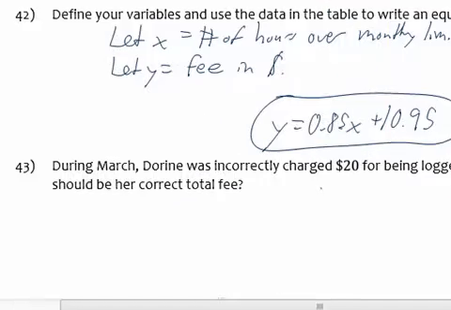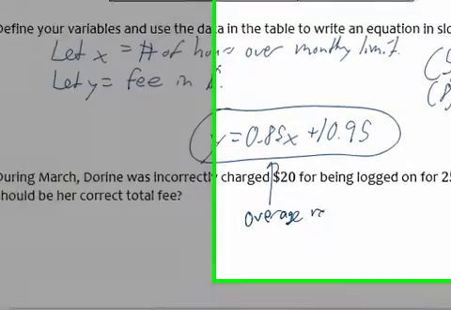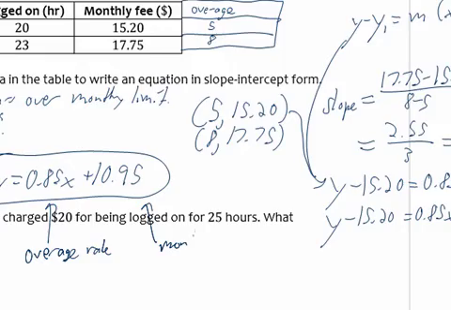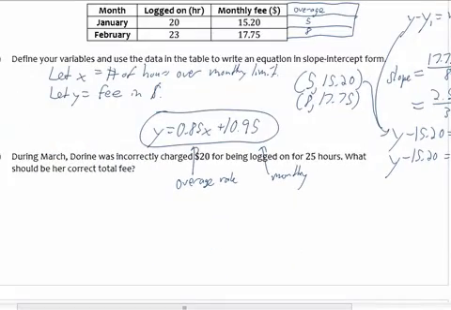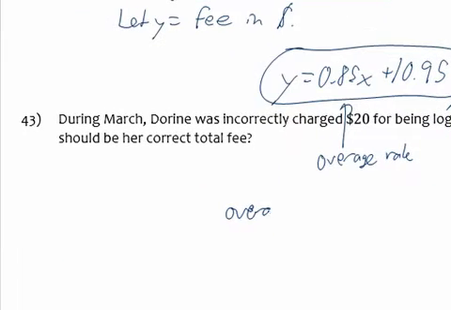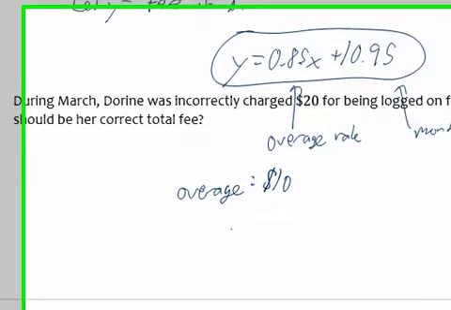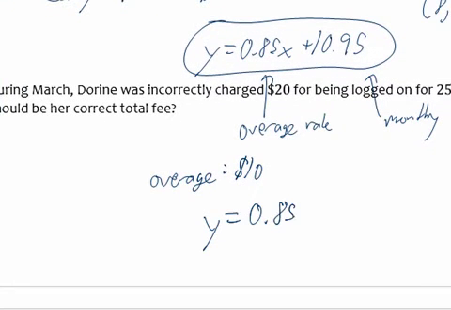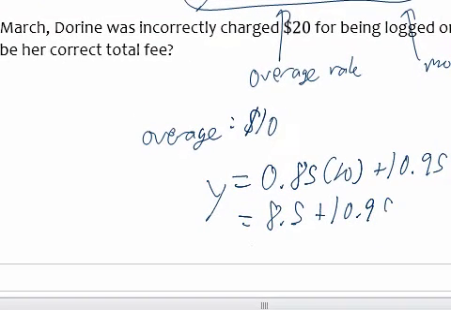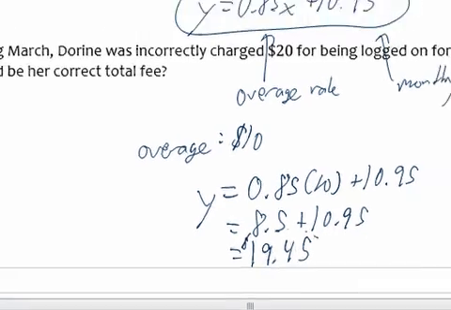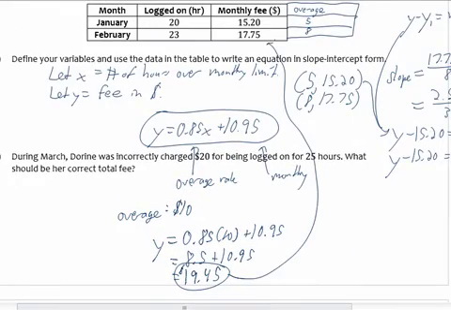Let's go back to the problem. If we're going to look at what these mean, this is the overage rate, and this is the monthly flat fee. Remember we let x equal the overage. The overage amount for 25 hours is 10 hours. So we get y is equal to 0.85 times 10 plus 10.95, or 8.5 plus 10.95, or $19.45, which makes sense given the increase we've been seeing here.